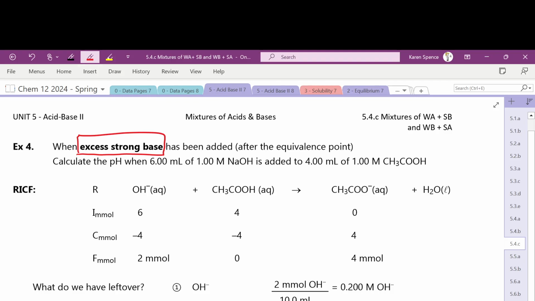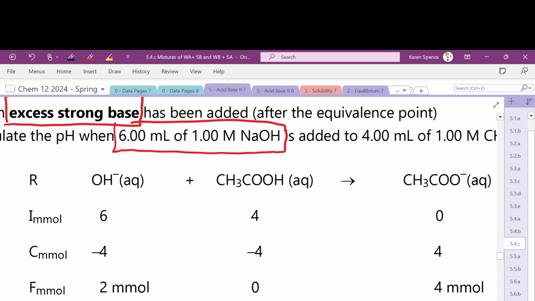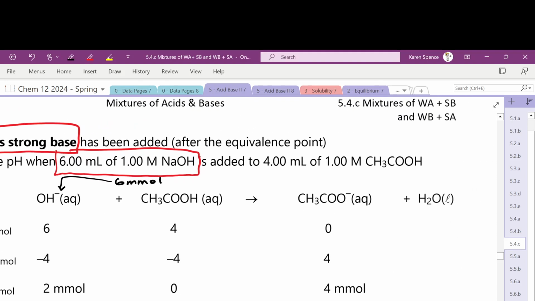So we have 6 milliliters of 1 molar NaOH. How many millimoles of NaOH do we have? 6 millimoles, okay? And that's going to go into our RICFA table. We have 4 milliliters of 1 molar of the acid. So you can see we have more of the base than we do of the acid. So this is 4 millimoles. That goes in here.